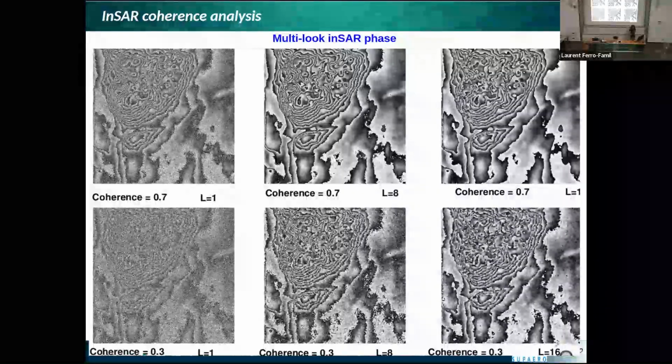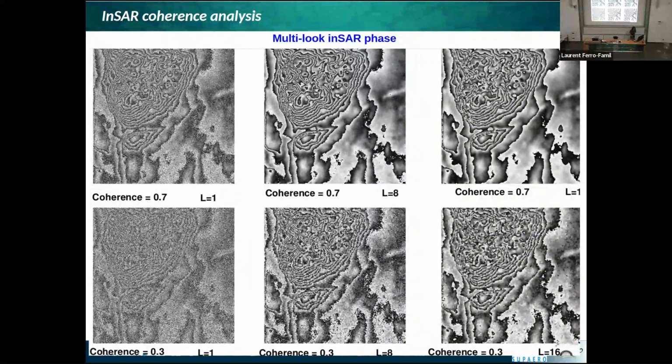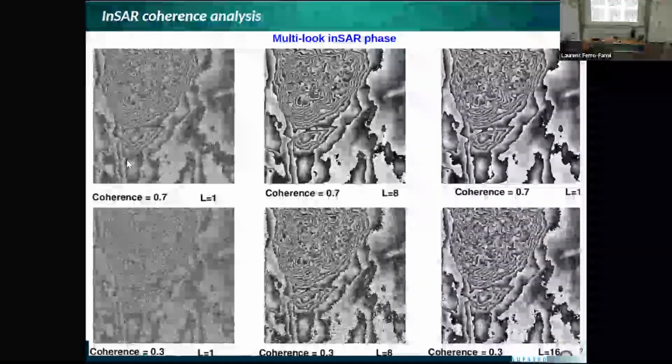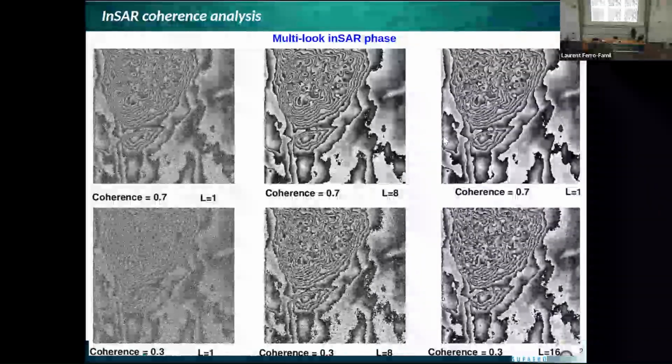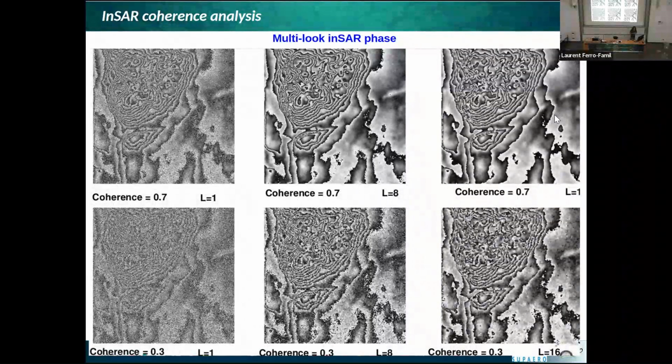Okay, if you have a coherence of 0.7, increasing the number of looks you use to compute the covariance matrix may solve the problem, okay? Here it is single look, 8 looks, 16 looks. This is much more stable. This is an acceptable level. What do we lose?